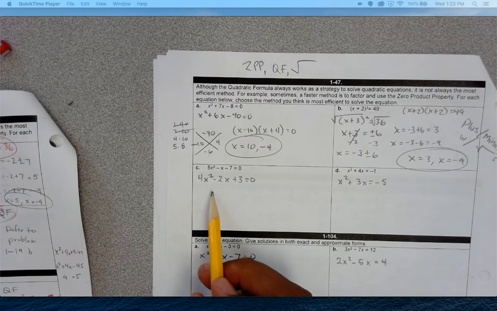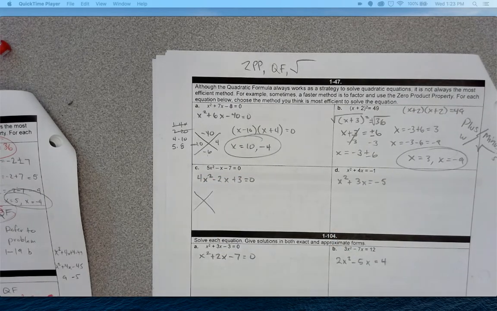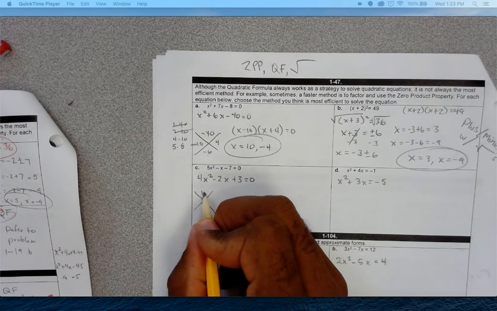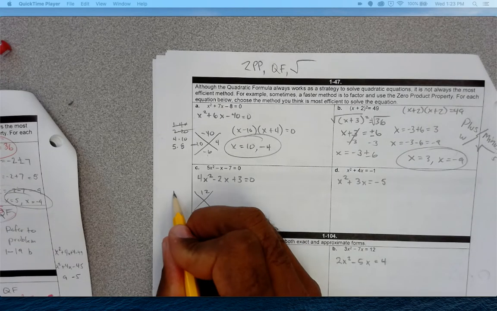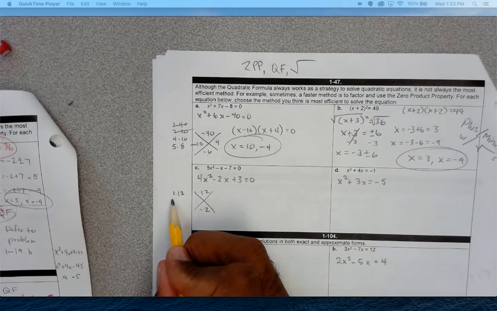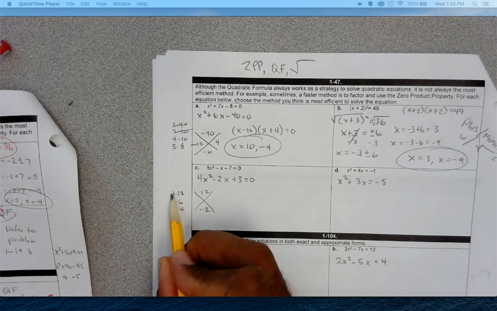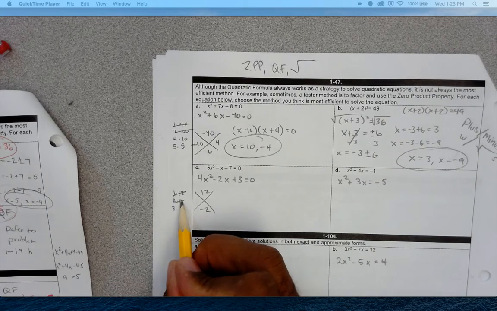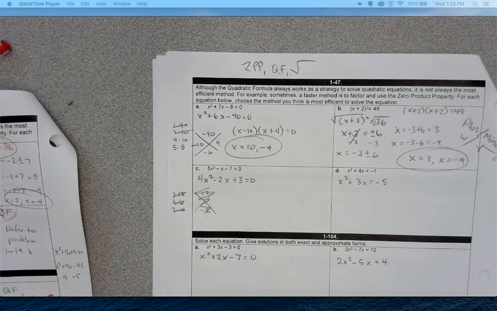Okay, so now let's try that again. Let's try our zero product property here because it's a trinomial. We've got 3 numbers here. So 4 times 3 is 12, and then negative 2 on the bottom. Let's go through our different possibilities here: 1 times 12, 2 times 6, 3 times 4. Do any of these add or subtract to give me negative 2? Nope, nope, and nope. So that means this method's not going to work for this case.